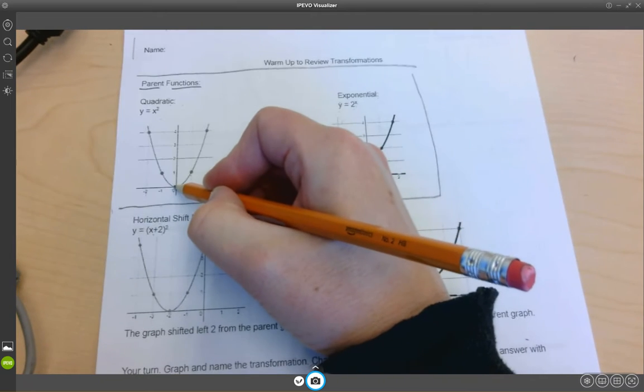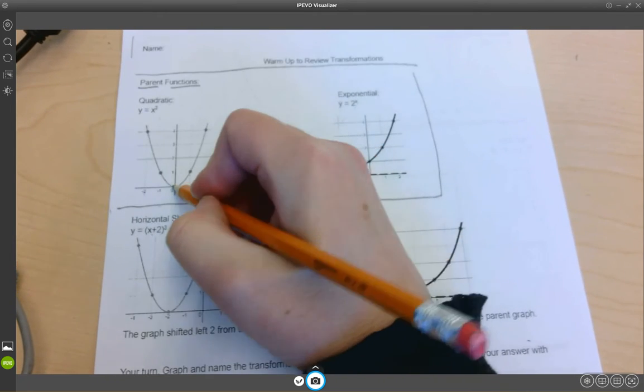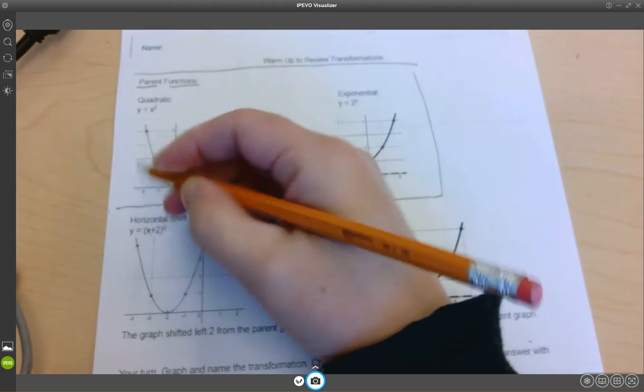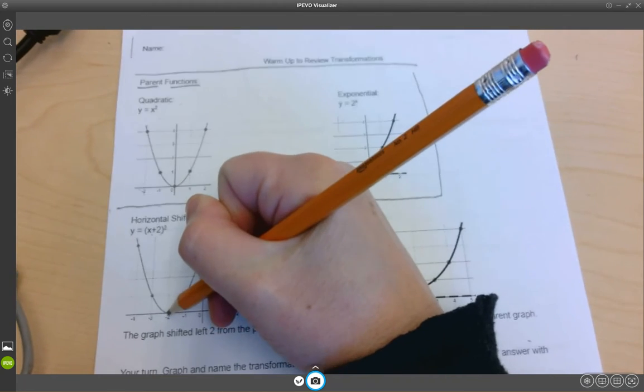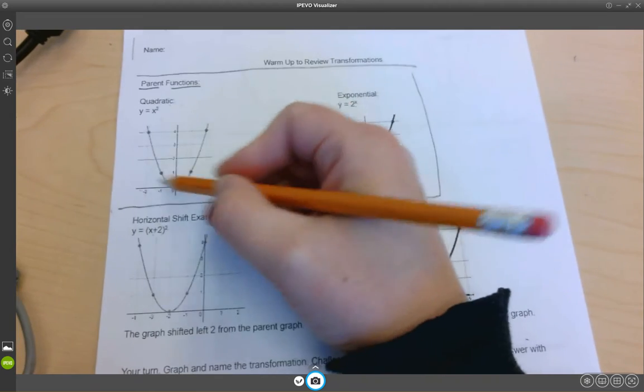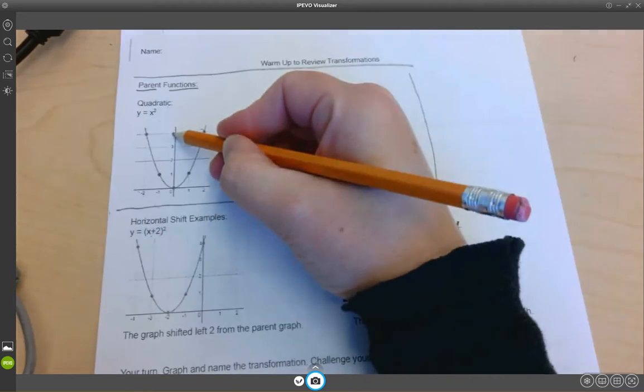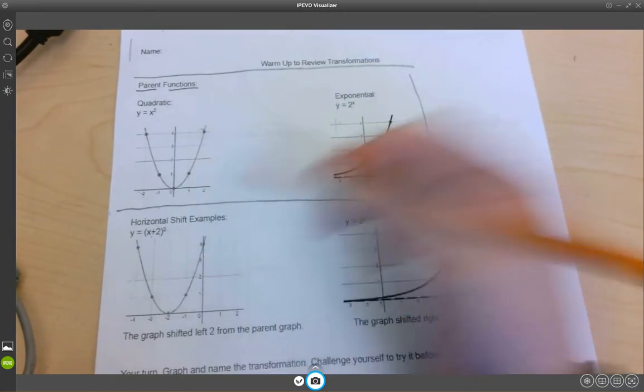So if you take this here, your point that was at 0, 0, and you shift it left 2, you're going to have a point that's on your new parabola. And you take all 5 points, each point gets shifted left 2, and it makes a point on your new parabola. So this is how we get this parabola here.